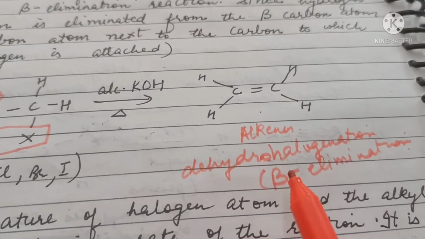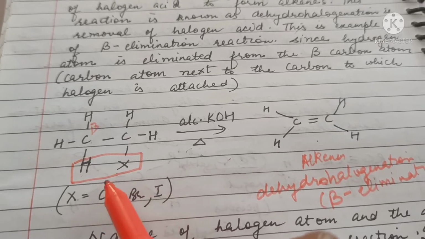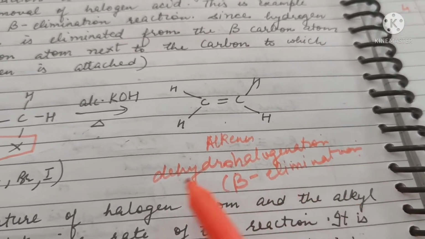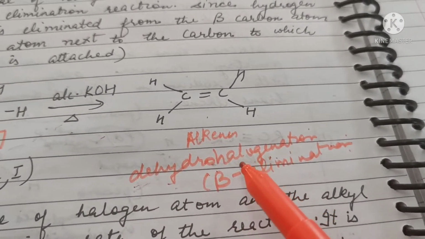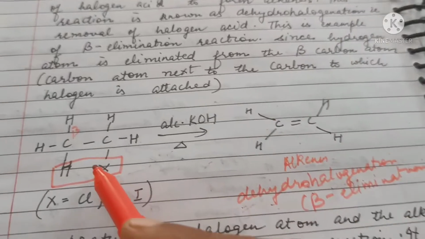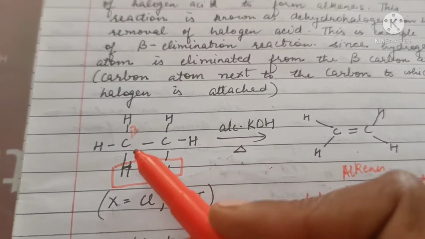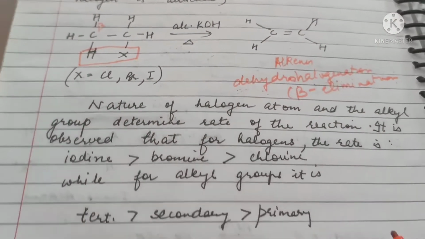So this reaction, because one hydrogen and one halogen is being removed, is called dehydrohalogenation reaction. De means minus, and hydrogen and halogen are being removed. It is also called beta elimination because along with the halogen, the hydrogen of beta carbon is removed.